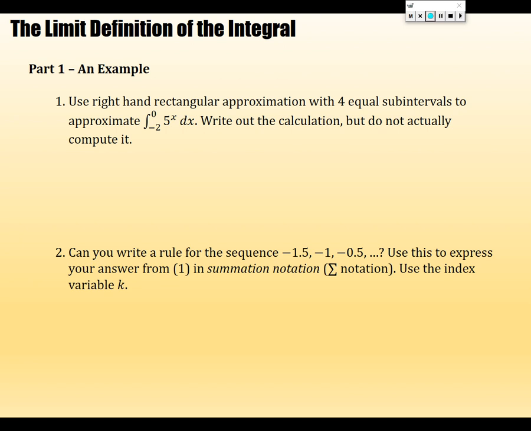You don't really need a calculator per se. You just write out the rule here. This doesn't have to be done in isolation. If you want to ask the person next to you what they're doing, what they're getting, how they're approaching it, that would be fine.